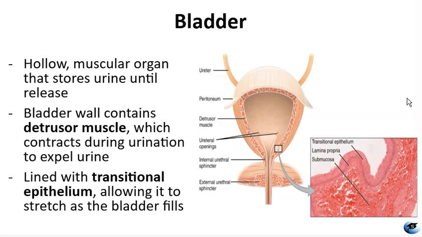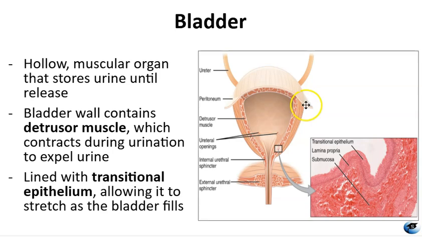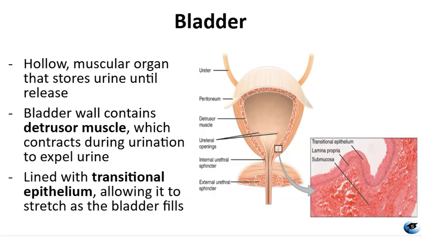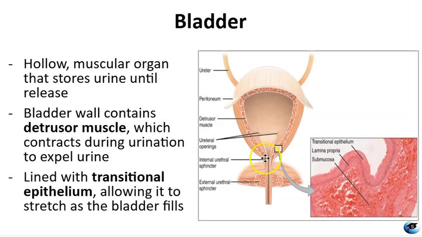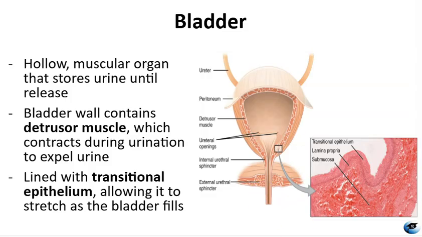The bladder is a hollow muscular organ designed to store urine until it's ready to be released. Located in the pelvic cavity, it can expand significantly as it fills and then return to its resting size after emptying. The wall of the bladder contains the detrusor muscle, which is a thick layer of smooth muscle fibers, and it's oriented in multiple directions. During urination, the detrusor muscle contracts in a coordinated way, increasing pressure inside the bladder and expelling urine through the urethra.